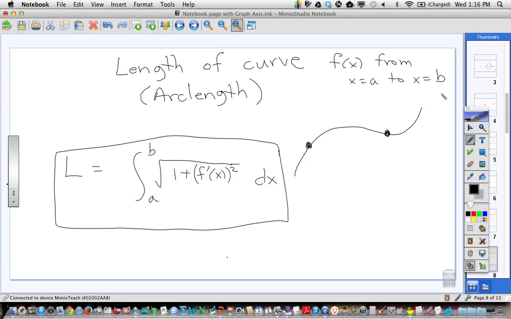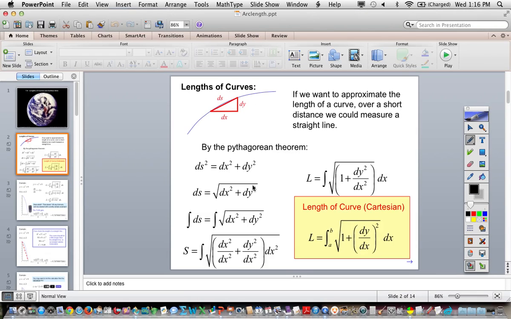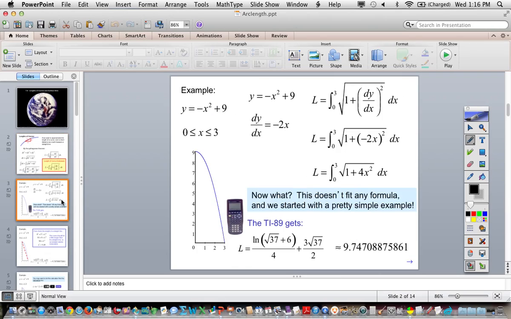All right, so there's an example here on the PowerPoint. Let's go look at it here. Okay, so it would be given like this. So if y equals negative x squared plus 9, you want to do the length of the curve from 0 to 3. So here's the graph of, that's just an upside down parabola shifted up 9, so we want the length of that curve.